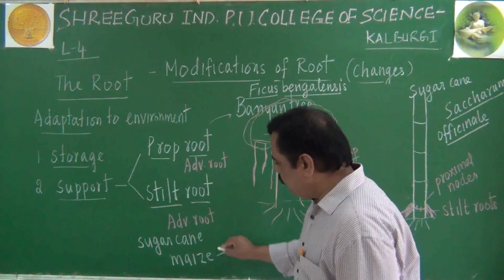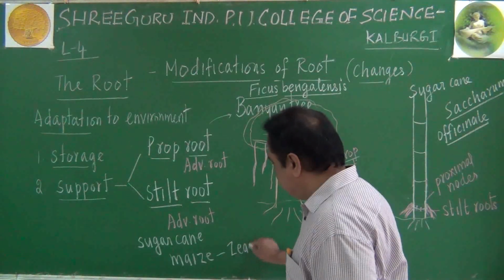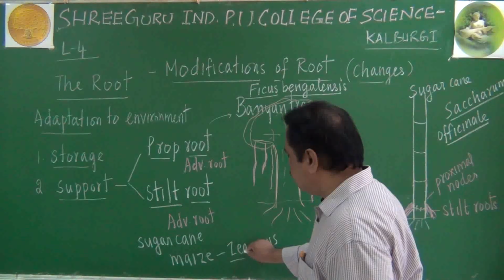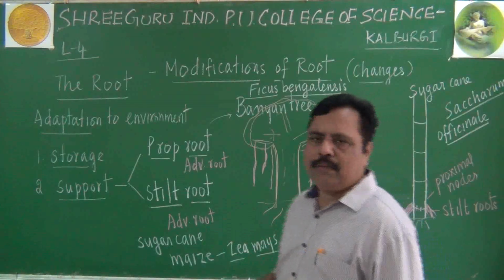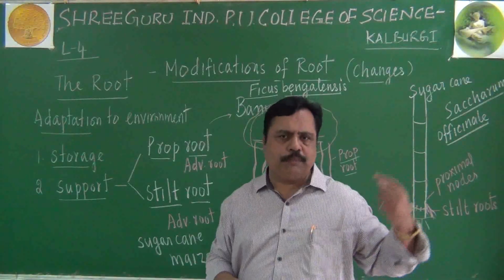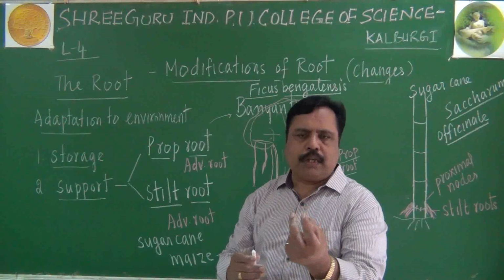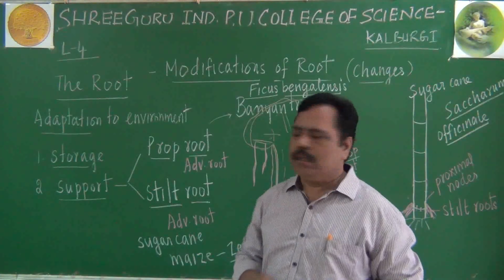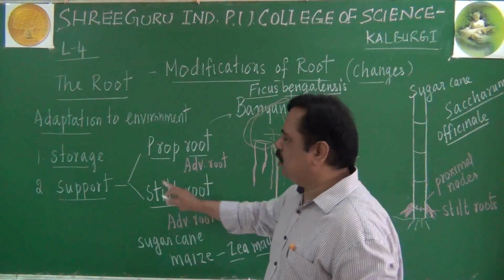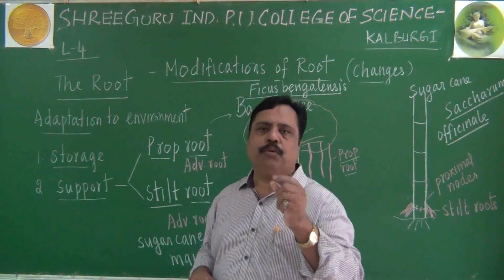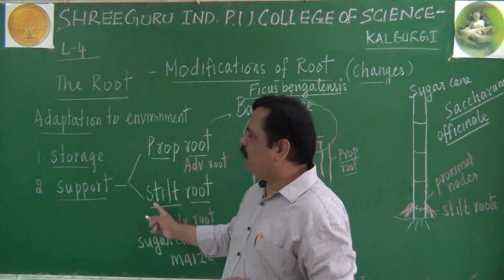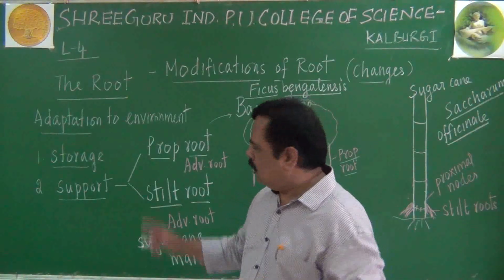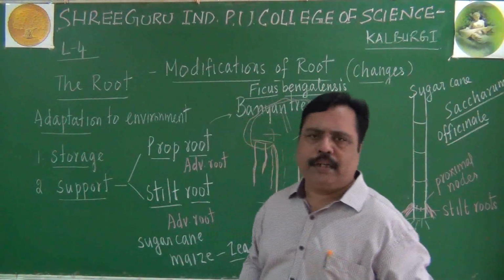What is the biological name for maize means? Zea mays, it can be called. Zea mays, that is the biological name of maize plant. You could have come across maize plant also, where the proximal node or lower node will be exhibiting stilt root. So, prop root and stilt root, they come for supporting purpose. These two are given as examples in your textbook. In addition to that, let me tell you one more simple point also.